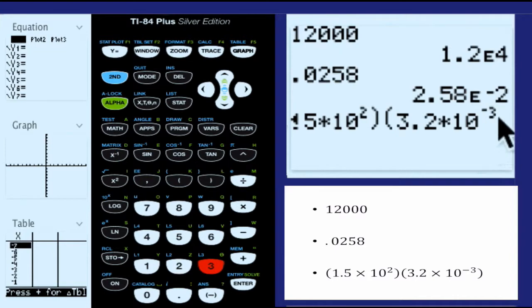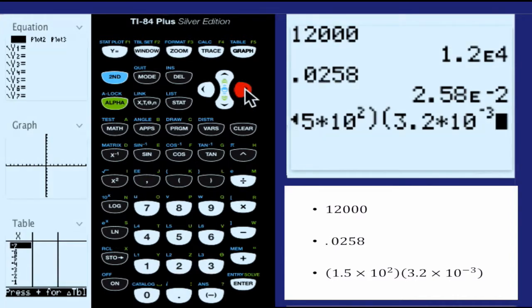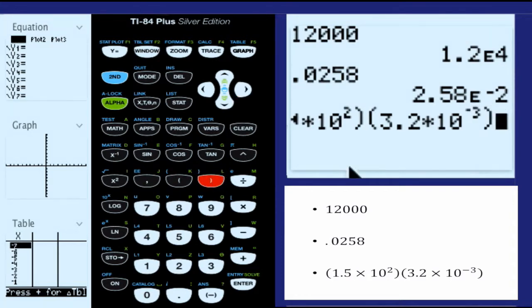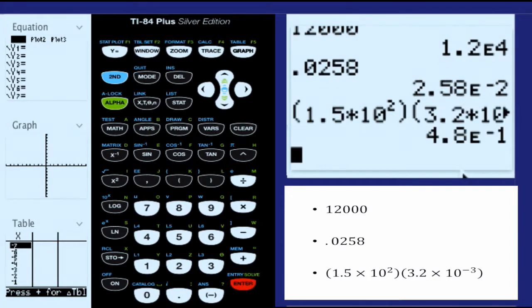Now here's the thing, notice that we are still in the exponent, so we need to scroll to the right to get out of the exponent, and now let's close our parentheses. If you'll notice that the numbers have just gone off the screen, they're still there, they haven't disappeared, the calculator's holding them in its memory. So we're just going to press enter, and the answer will appear in scientific notation. 4.8 times 10, remember the E means times 10, raised to the negative first power.